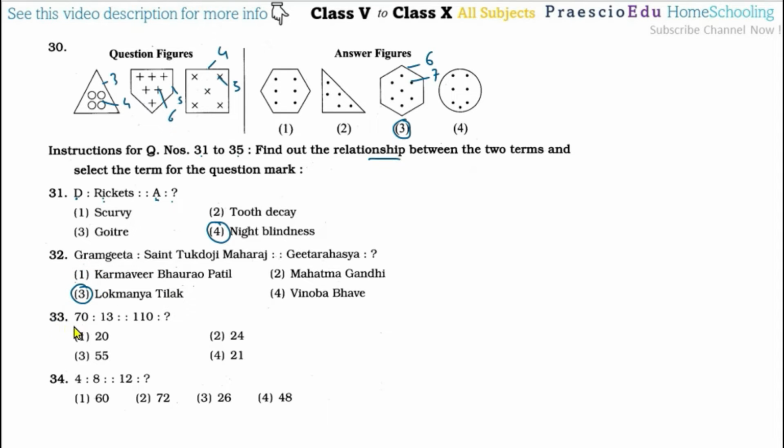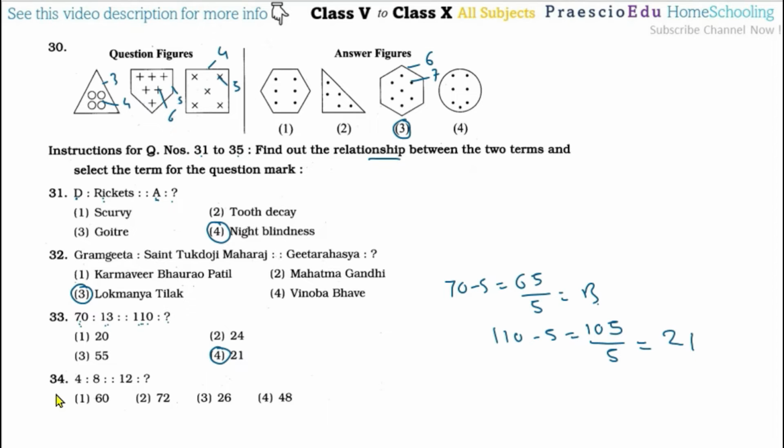Then question number 33: 70, 13, like this, 110 and a question mark. 70 means if you subtract 5, 70 minus 5 is 65, and divided by 5 we get 13. Like this, 110 minus 5 is 105, and divided by 5 we get 21. So 21 is given in option number 4.